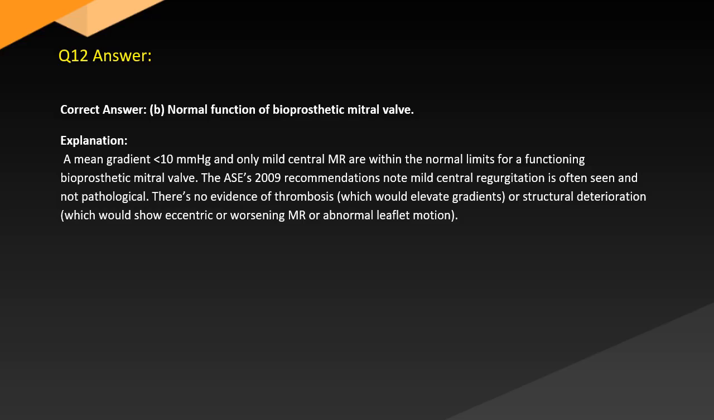Answer. Correct answer. B. Normal function of bioprosthetic mitral valve. Explanation. A mean gradient under 10 mmHg and only mild central regurgitation are within the normal limits for a functioning bioprosthetic mitral valve. The ASE 2009 recommendations note mild central regurgitation is often seen and not pathological. There's no evidence of thrombosis, which would elevate gradients, or structural deterioration, which would show eccentric or worsening regurgitation or abnormal leaflet motion.